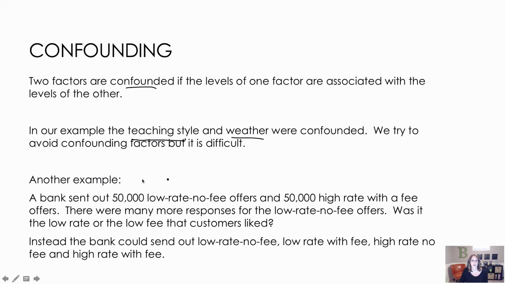So here's another example. A bank set out 50,000 low rate, no fee offers and 50,000 high rate with a fee offers. And there were many more responses for the low rate, no fee offers. But is that because there was low rate or because of the low fee? Or was it because it was both? We don't know. So instead, you could unconfound them by sending out 4 different types. So then you could specify, is it the low rate or the low fee that people are excited about?